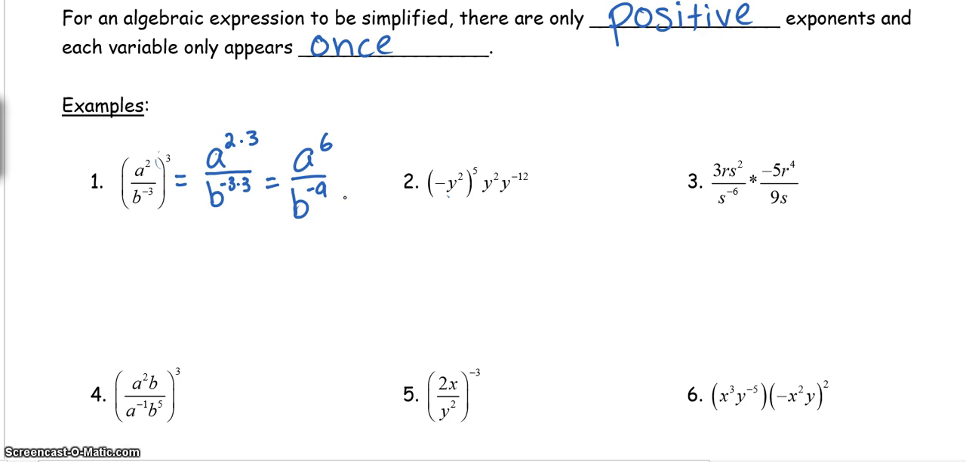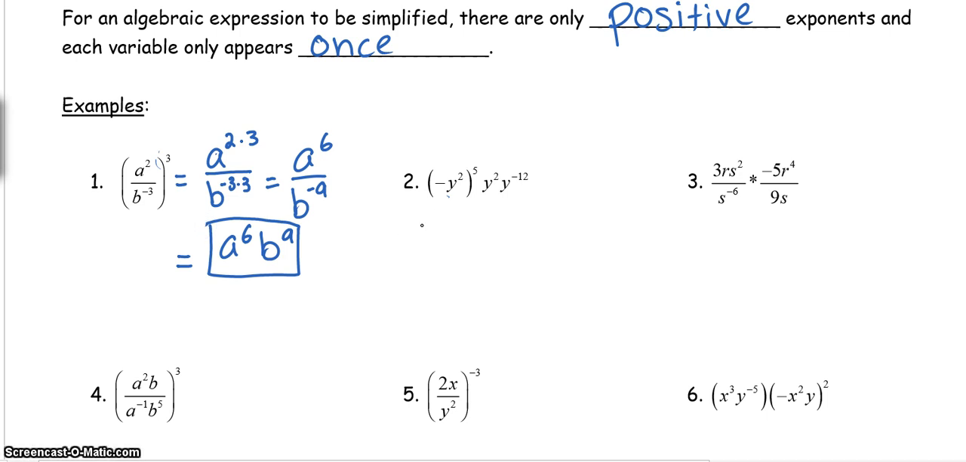Now this is like what we talked about up above. If you have a negative exponent, you have to move that whole term. Since it's already in the denominator, I can't move it to the denominator, so that means I have to move it to the numerator of the fraction. And so this would be my final answer.